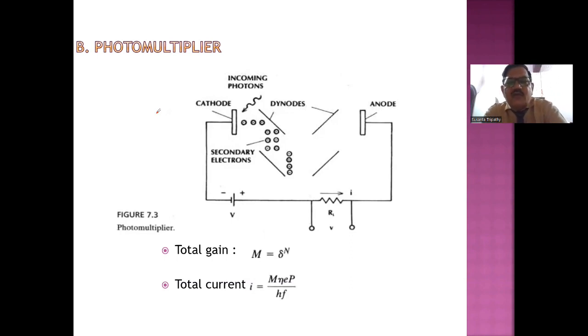Simply by using some dynodes, some electrodes in between the two electrodes, you can increase the number of final electrons which will flow in this external circuit.